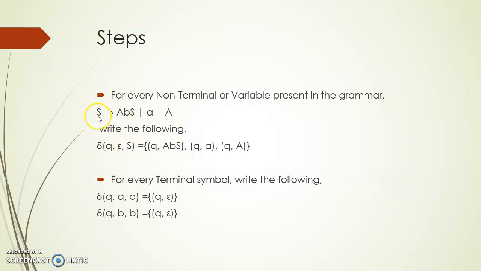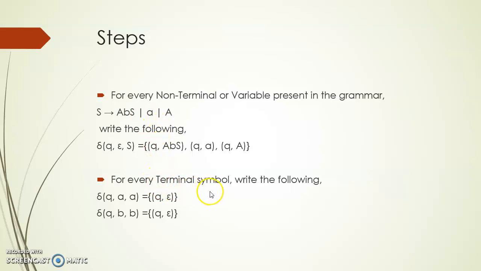Now this non-terminal symbol S consists of three options: A, small b, S, small a, A. For each option we have written like this. Simply, we are copying the symbols or the options given in the body of the productions.